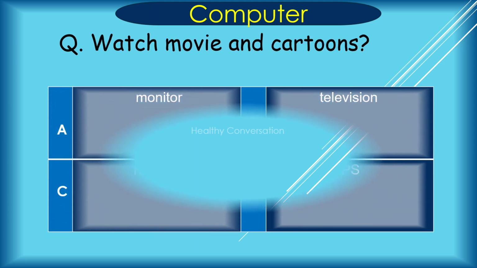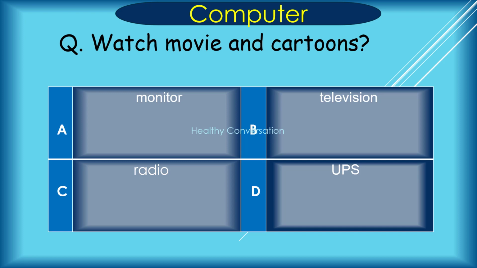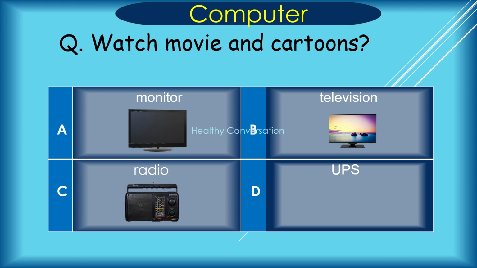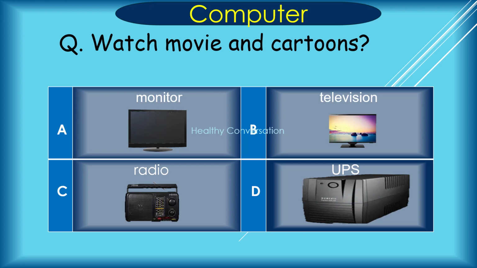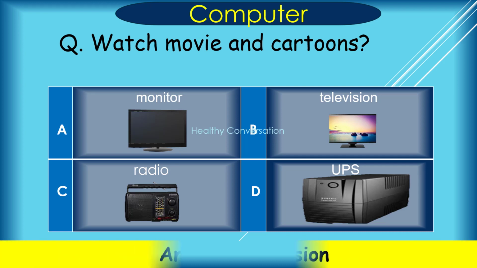Question. Watch movies and cartoons. A. Monitor, B. Television, C. Radio, D. UPS. Correct answer is B. Television.